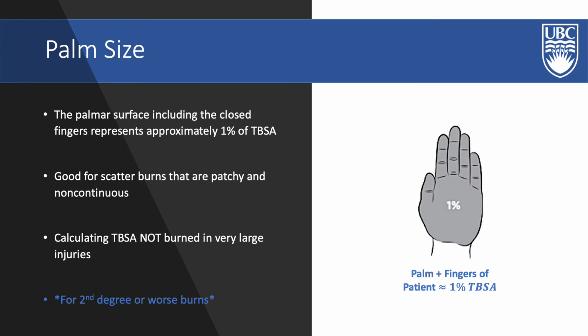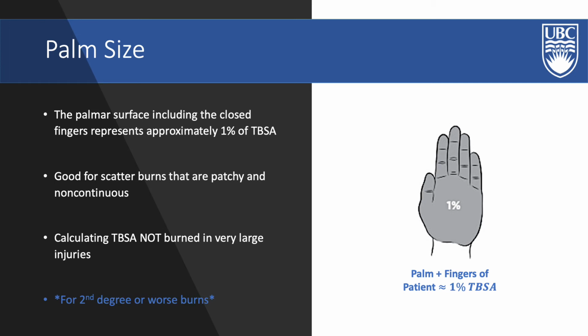The palmar method assumes that the palmar surface of the hand, including the closed fingers, represents approximately 1% of an individual's TBSA. The simple method is quick to use in both adults and children. It is particularly useful in scattered burns, burns that are irregularly shaped and distributed on a patient's body. Conversely, the palmar method can be used to estimate the area not burned in injuries encompassing a very large TBSA, as this is a quicker exercise than direct estimation of TBSA burn.